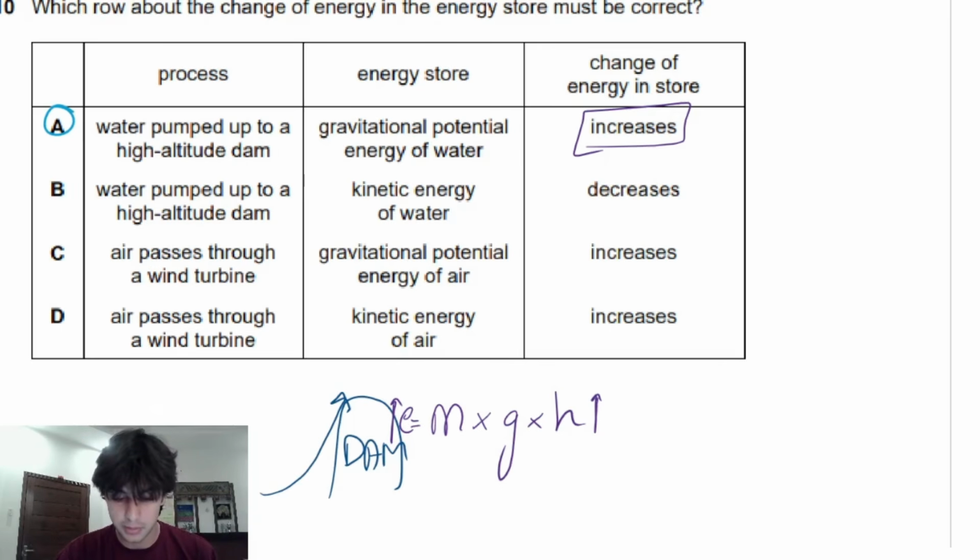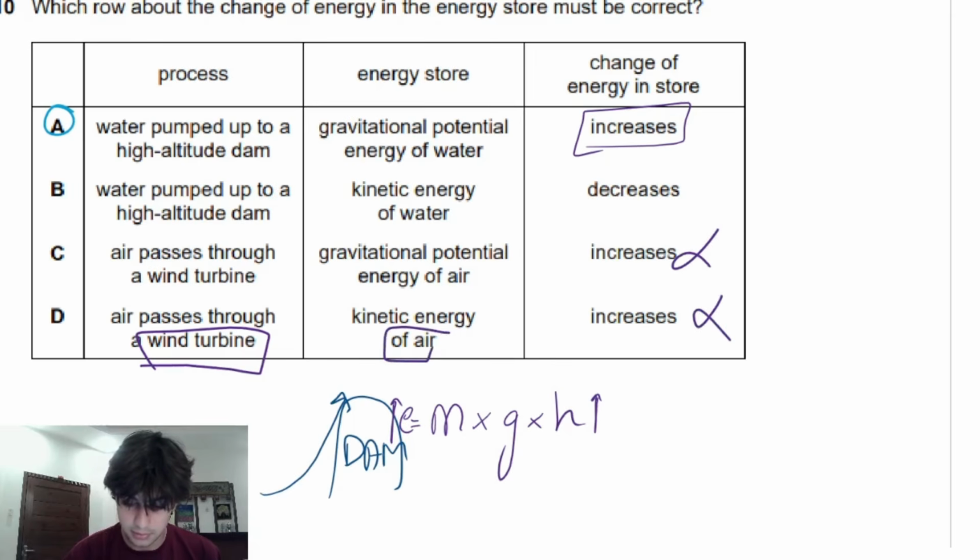Again, this has nothing to do with GPE. Air passes through a wind turbine. Kinetic energy of the air increases. Air तो वैसे ही रहेगा. The wind turbine's kinetic energy increases, but not the air's. So this is wrong, this is wrong, this is wrong.